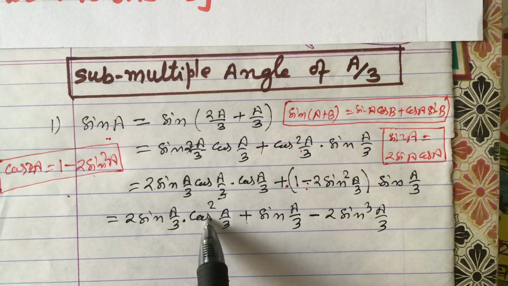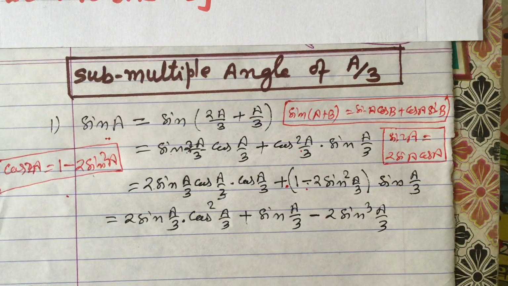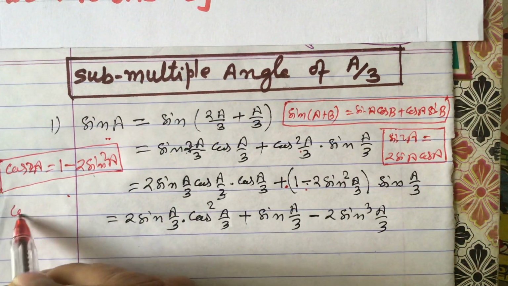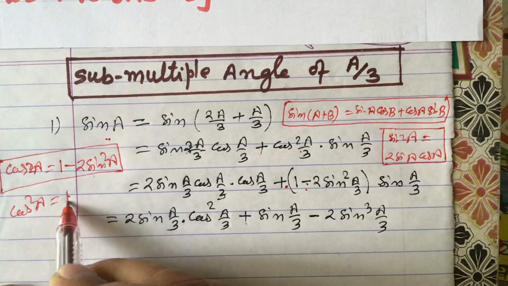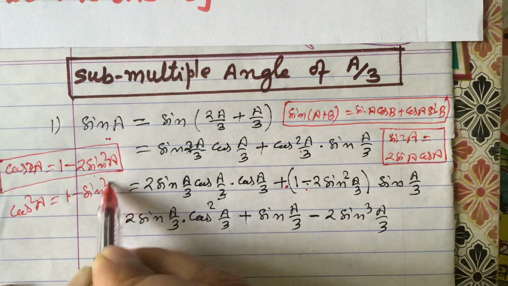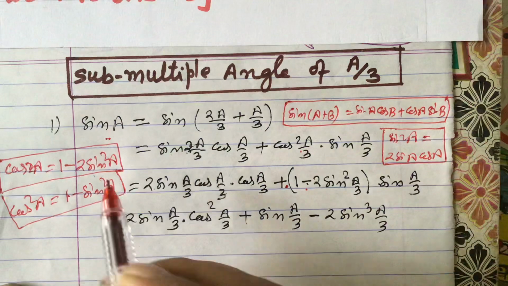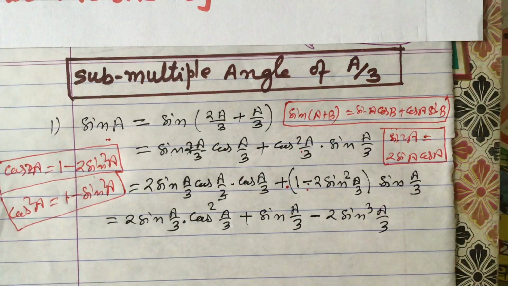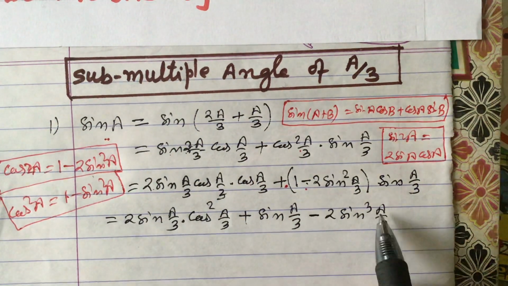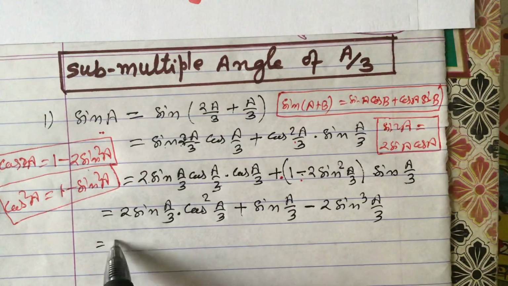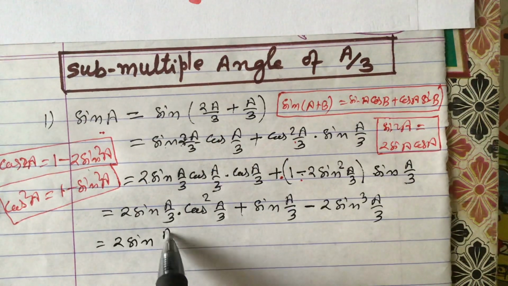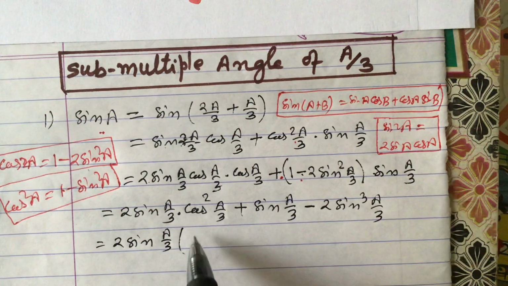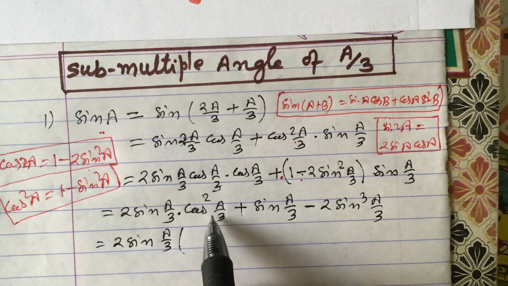Here cos is there. Let us change this cos also in terms of sine. By using this formula, see, cos square A is equal to 1 minus sine square A. This formula already you have learned in class 8. Okay, let us use this formula so that you will get everything in sine. And then we can simplify. So 2 sine A by 3 we can write as it is. Now bracket cos square A by 3.